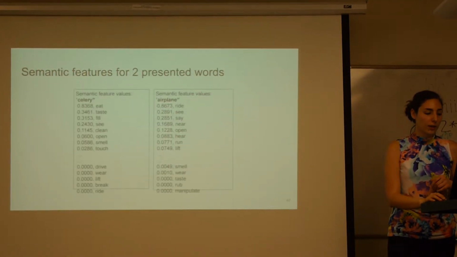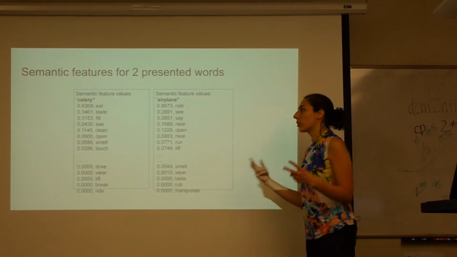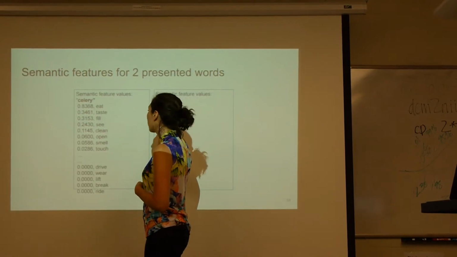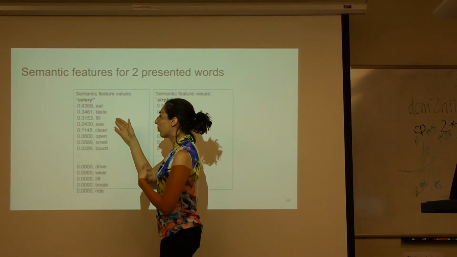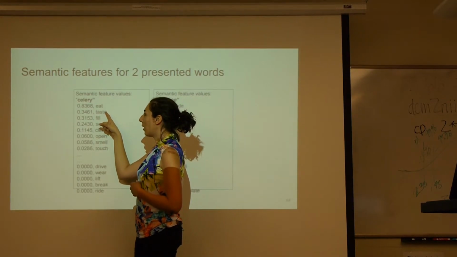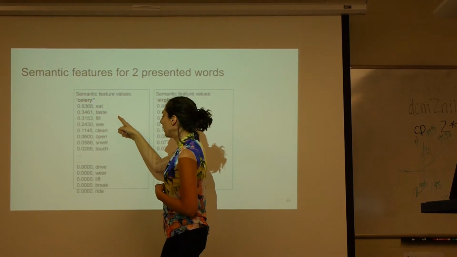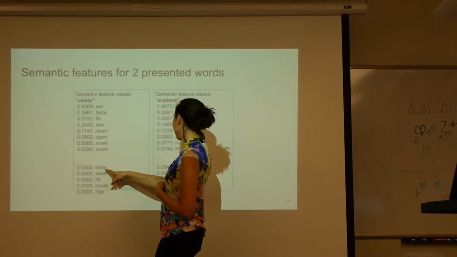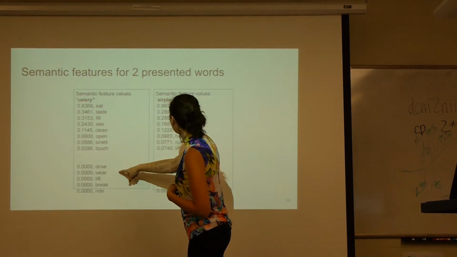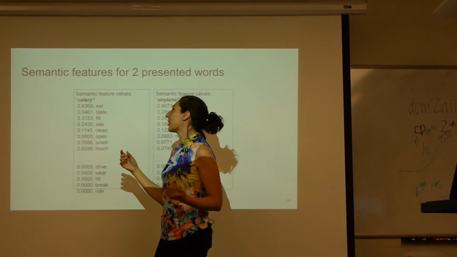And now, okay, let me just show you really quickly the semantic features. These are co-occurrence statistics for two words that were presented, celery and airplane. Here we have the verbs eat, taste, fill, see. Celery has a higher number for eat and taste than it does for drive. Or where's ride? Ride, it has 0 for ride because we don't ride celery usually, right?